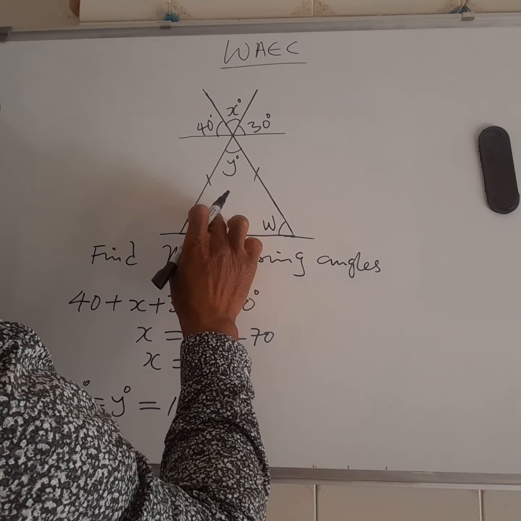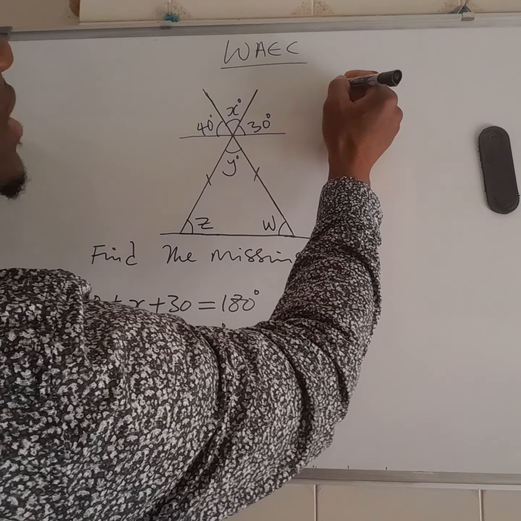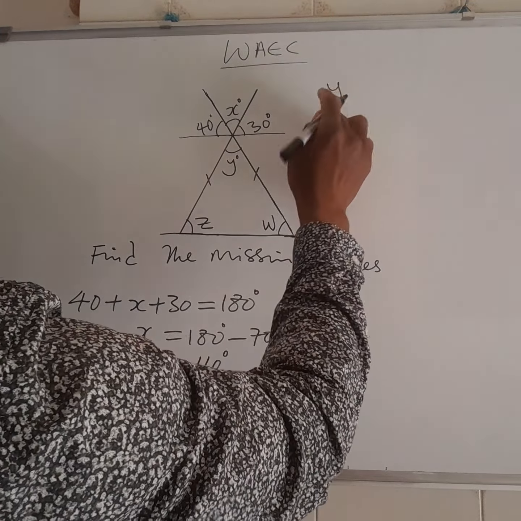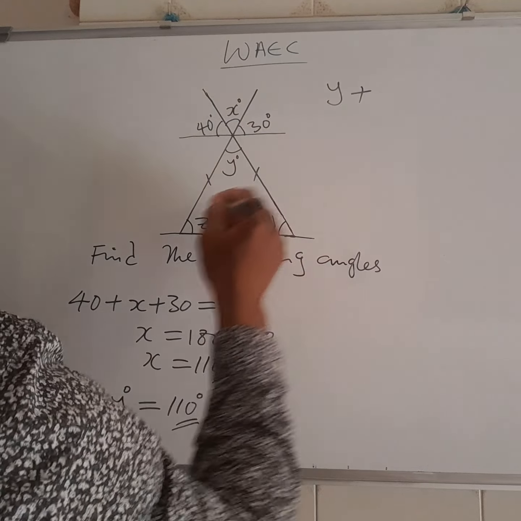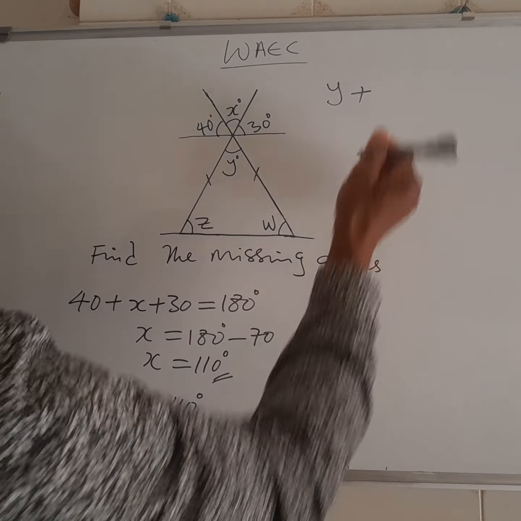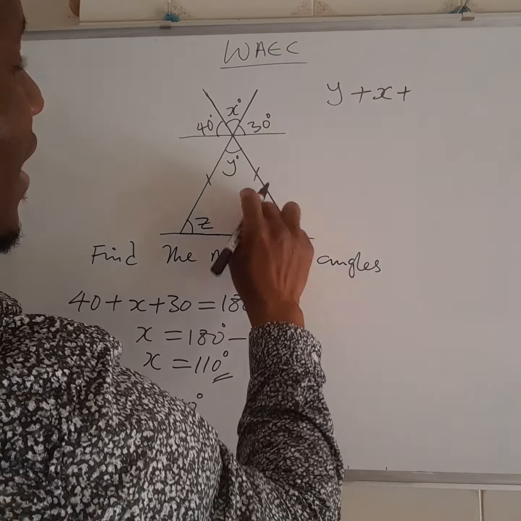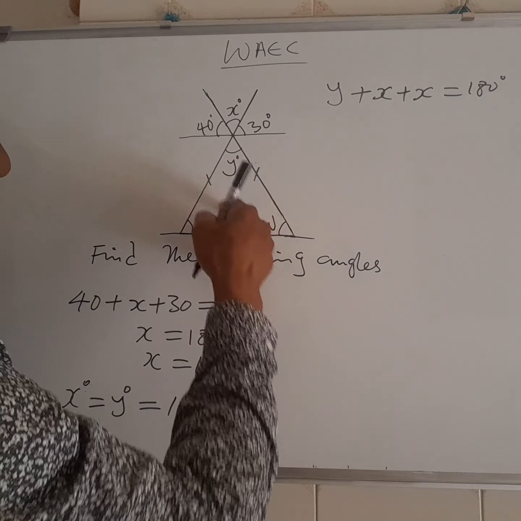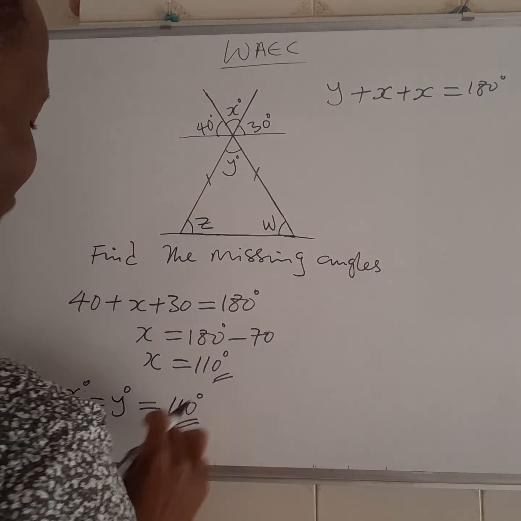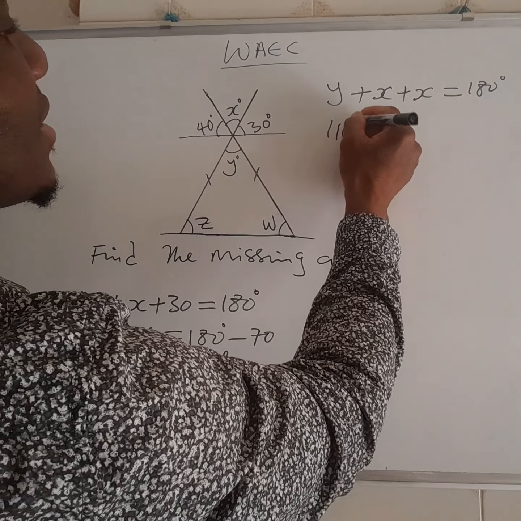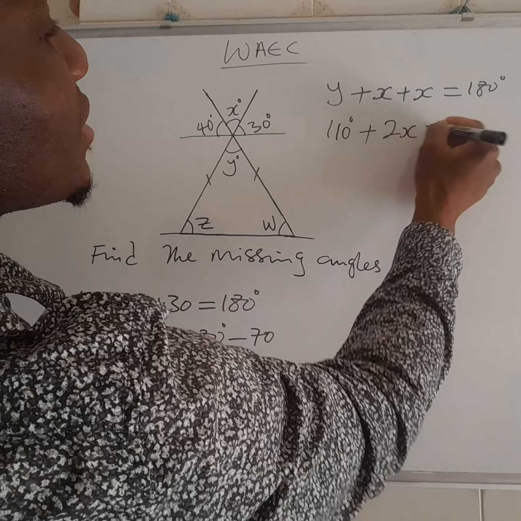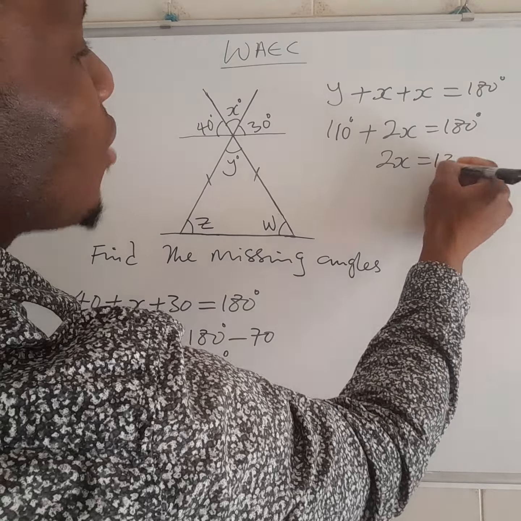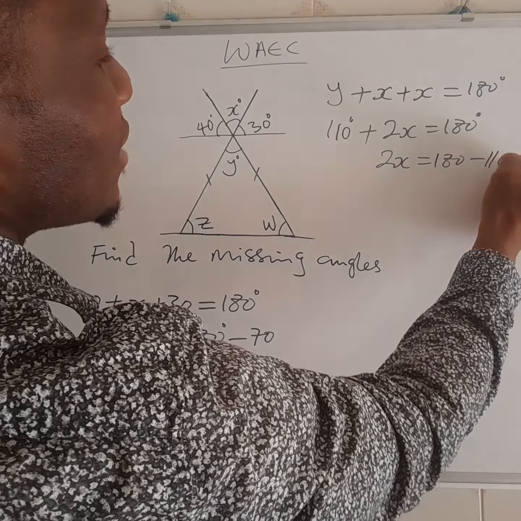So let's call this S and this S. By using the sum of angles in a triangle, you have your Y plus S, because they are the same, plus S again, equal to 180 degrees, the sum of angles in a triangle. So from here now, your Y is 110 degrees, plus 2S equal to 180 degrees. So you have 2S equal to 180 degrees minus 110.